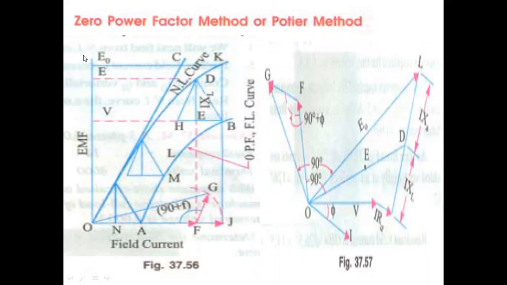Okay, so this is the vector diagram that I have shown you for this Potier method. See here V, 0 to V, and I am assuming lagging power factor with phi angle. Lagging power factor with phi angle means I lags V by phi angle. So depending upon the I, we have to draw the IRA drop. As I is like this, IRA will be like this starting from V. So this IRA drop will be added to V.